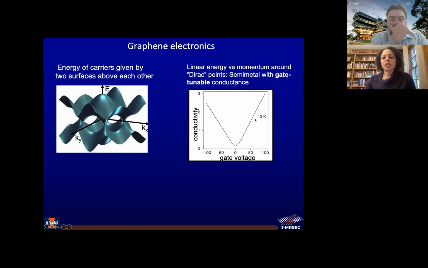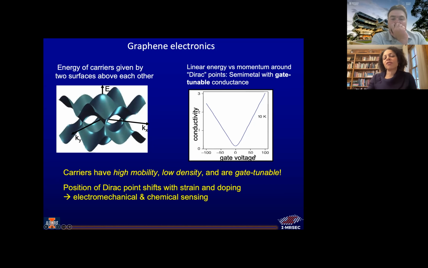gate tunable conductance. And this is kind of rare for materials, because generally you have materials that are gate tunable but don't have high mobility, or that are not gate tunable like a metal, but that do have high mobility. And graphene sort of bridges this area, which makes it a great electronic material.